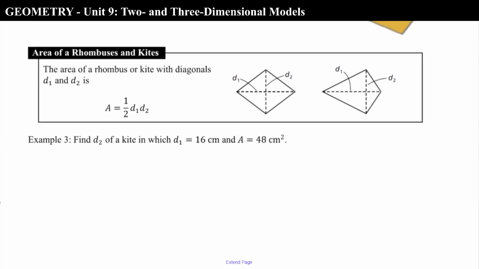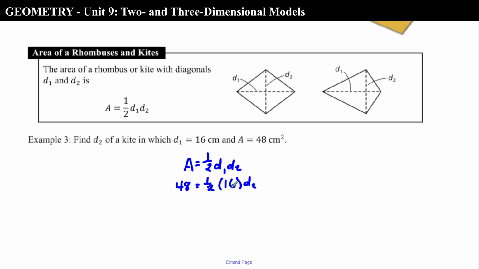So let's do example 3. We are told what one of the diagonals is, we're told what the area is, we want to find what the other diagonal is. So we're going to use our formula, area equals 1/2 D1 times D2. Our area is 48, D1 is 16, and we're trying to find D2.